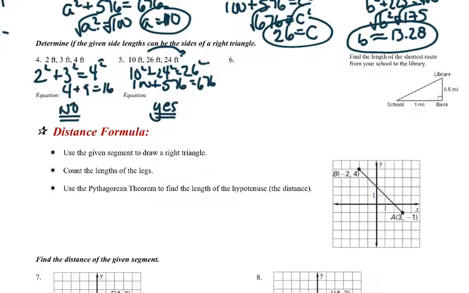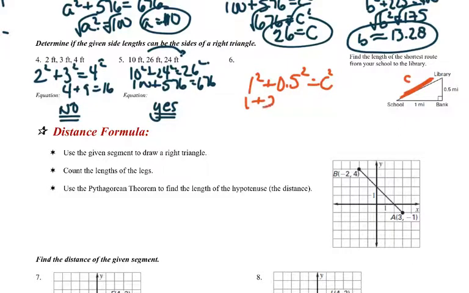For some reason, I'm not showing number 6, but I know that number 6 exists on your paper. And so that one is find the length of the shortest route from your school to the library. Oh, it's right here, right? So here's the problem here with C. So this is going to be 1 squared plus 0.5 squared equals C squared. And again, this one's not going to come out even.